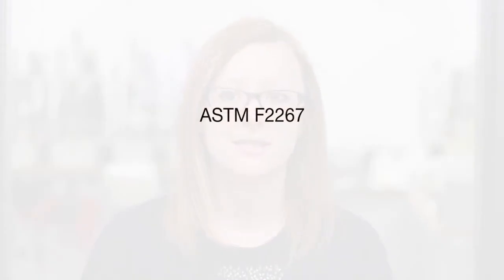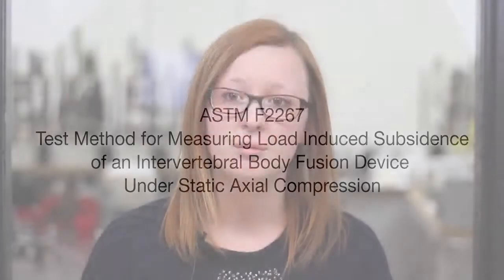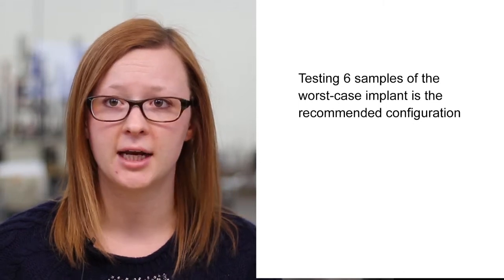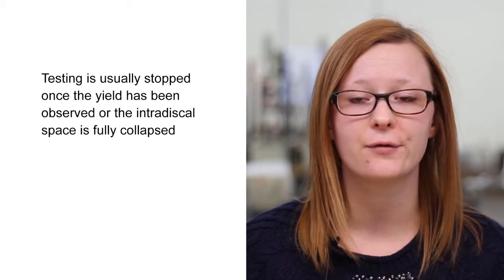The second standard in today's video, ASTM F2267, is a standard test method for measuring load-induced subsidence of an intervertebral body fusion device under static axial compression. The standard is designed to allow for the comparative evaluation of different intervertebral body fusion devices and provides a basis for the mechanical comparison amongst past, present, and future non-biologic intervertebral body fusion devices. Testing 6 samples of the worst-case implant is the recommended configuration, and testing is usually stopped once the yield has been observed or the intradiscal space is fully collapsed.